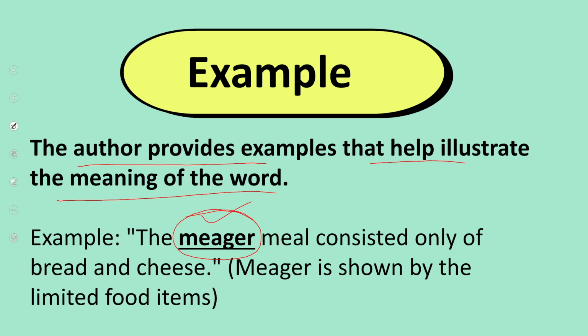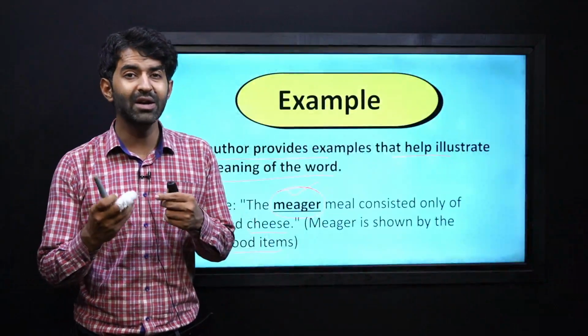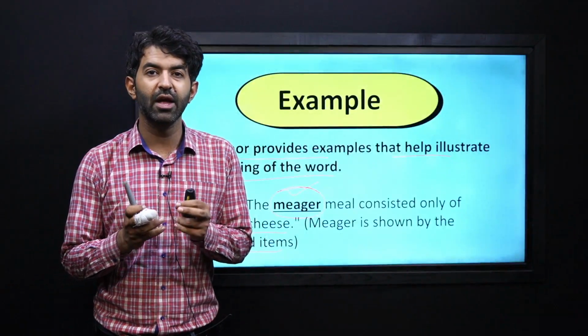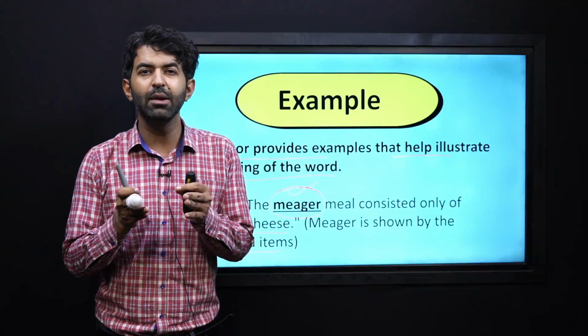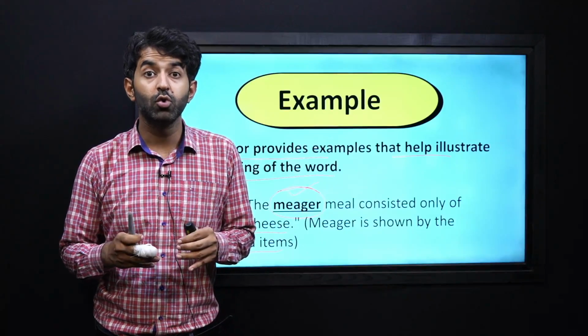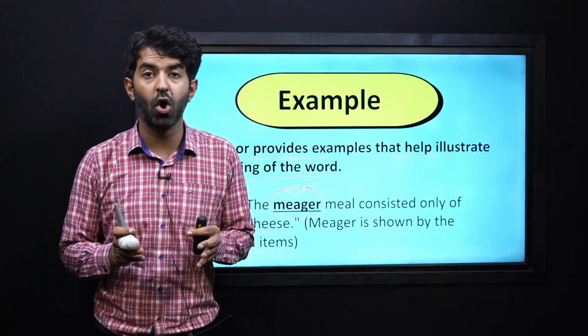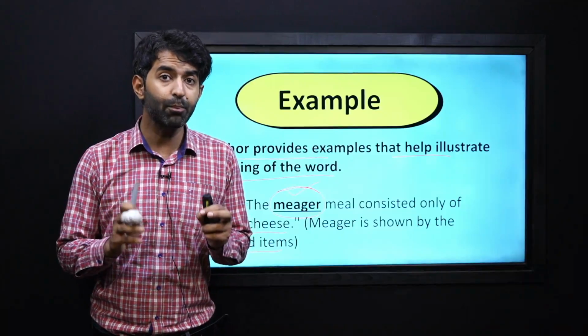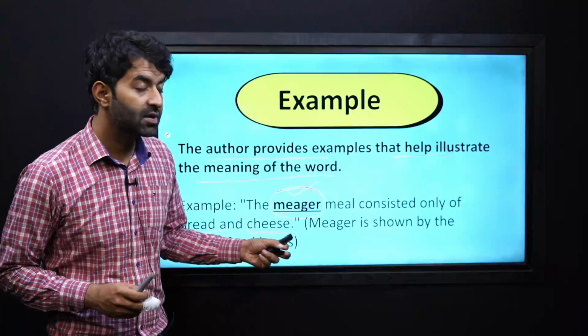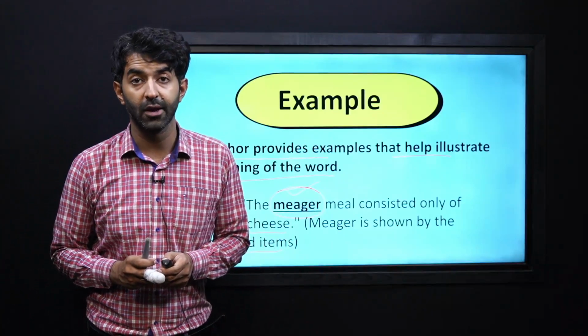Now, let's look at the context. The meal is consisting only of bread and cheese. Bread and cheese is a very minimum and limited food. So it means that the word meager would mean something which is very specific, very limited, not too big or too large. So it means it is something which is very small and limited. So the example itself told us about the meaning of the unfamiliar word.